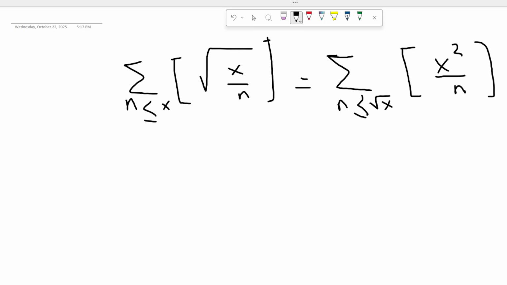Today we'll be proving this very interesting formula related to analytic number theory. In order to prove this, the first thing we want to notice is a very important fact, which is that the floor of square root of x, this function counts the number of perfect squares less or equal than x.